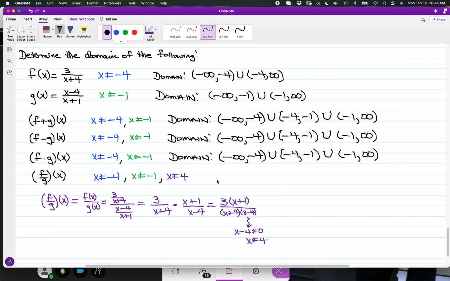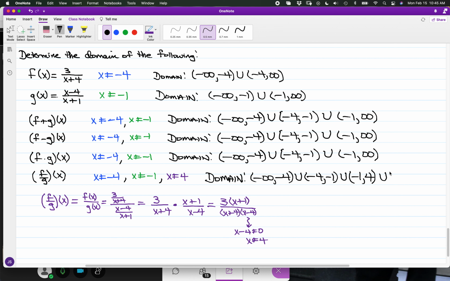And then for the quotient function, for that domain, we're leaving out negative 4 and negative 1, and now we're also excluding 4. So we have values less than negative 4, those values between but not including negative 4 and negative 1, then those values between but not including negative 1 and 4.